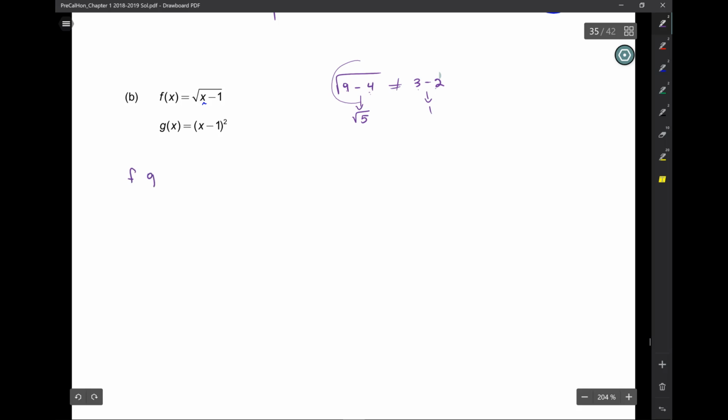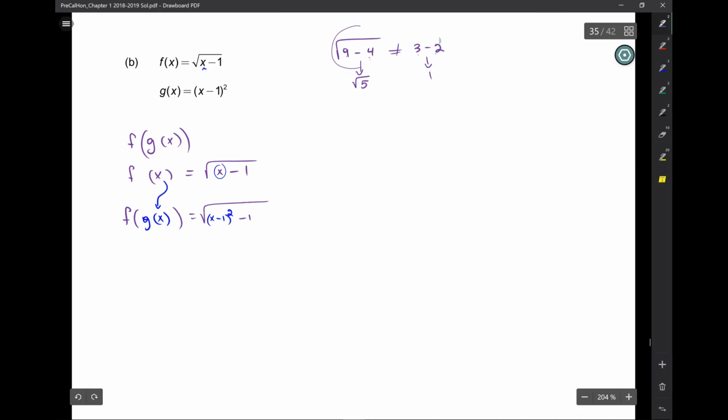We need f of g of x, right? Okay, start with the outside function, f of x. What's f of x? It's root x minus 1. What I want now is f of g of x. So, what happened? X got replaced by g of x. So, I take my function f of x and then replace all the x's by g of x. That'll be exactly what I had said before.